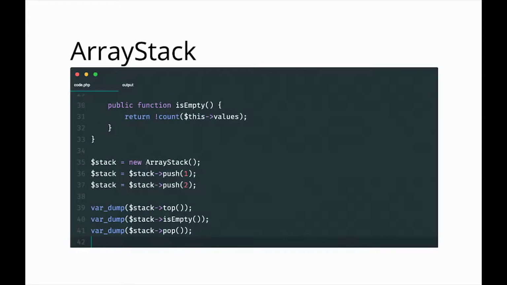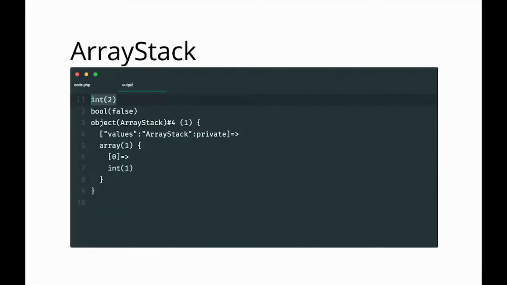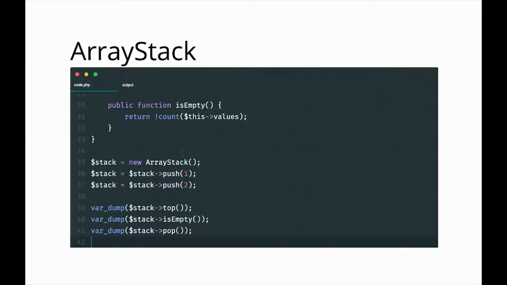OK. We created the stack. We pushed 1 onto it. We pushed 2 onto it. Down here, we want to look at what the top value is. Hands up if you can think of what that top value should be, based on what you know. Yes? Anyone? Shout out. 2, yes. Which is what we see here. OK. That makes sense to us. Should it be empty? Nope.